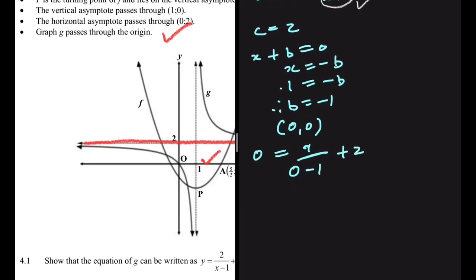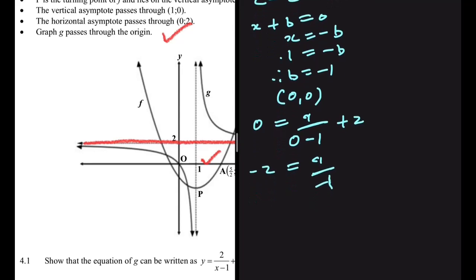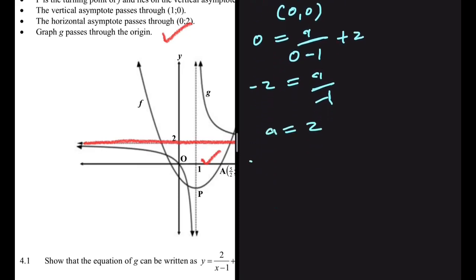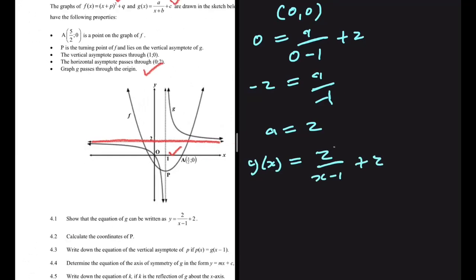If we take 2 to the other side, we're going to get minus 2 being equal to a divided by minus 1. We know fully well that minus multiplied by minus is positive, so we just have a being equal to 2, which means that our function g of x is indeed equal to 2 divided by x minus 1 plus 2. We have the value of a, b, and c.